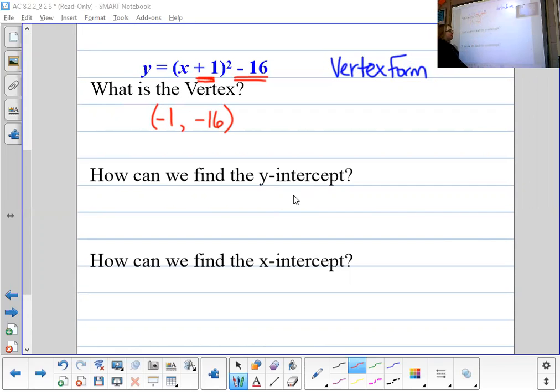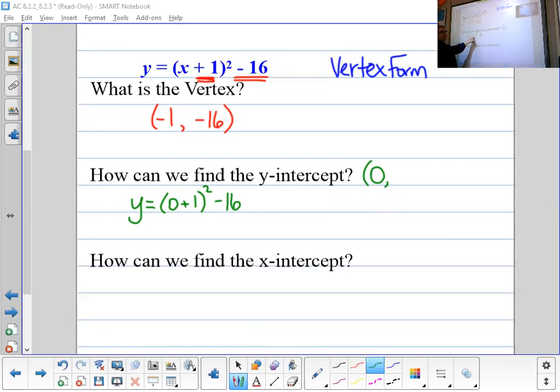Okay, let's talk about finding the y-intercept when it's in vertex form. What is 0 in my y-intercept? X. So if I plug 0 in for x, that should give me my y-intercept, right? Okay, so let's do that. I would have y equals (0 plus 1) squared minus 16. What's 0 plus 1?